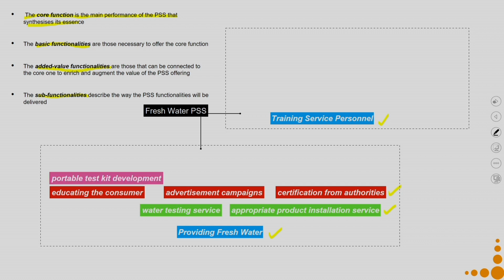Say for example, for doing this water testing, I will develop a portable test kit, which can be taken from one house to another house and a test can be done. How will I do this appropriate product installation service? For which I will say, okay, I will train my service personnel, because I thought that this particular aspect can become one of the sub functionalities in this, but it is so important that for me putting it over here as just a sub functionality would reduce its meaning.